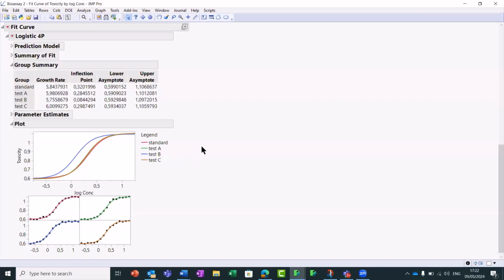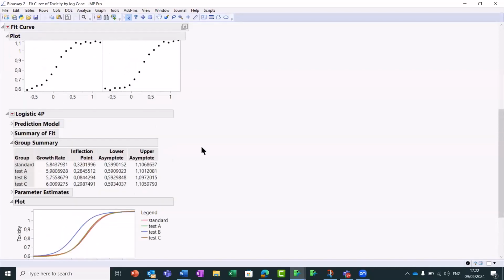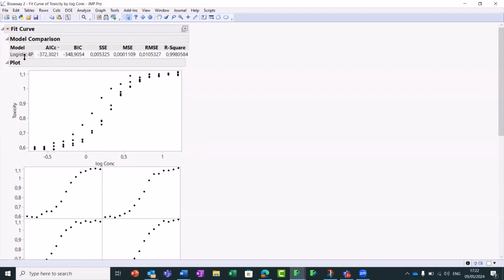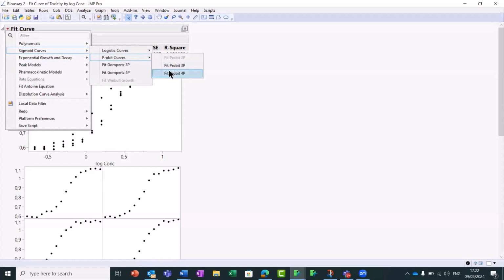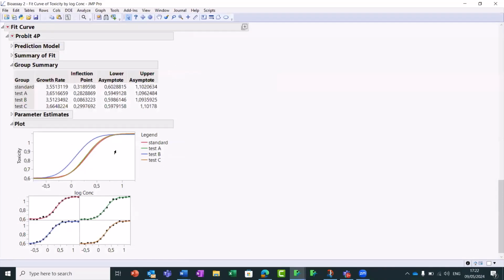If I had used another model, let's test maybe another model, for example in the sigmoid curves, the probit curves, right? I will use the fit probit 4-parameter. And you can see it's very similar to the logistic one. Might be a little bit different.